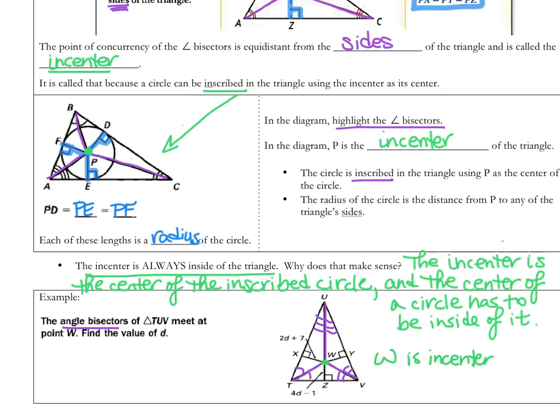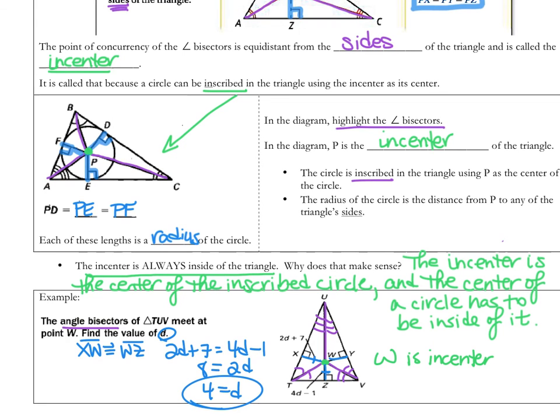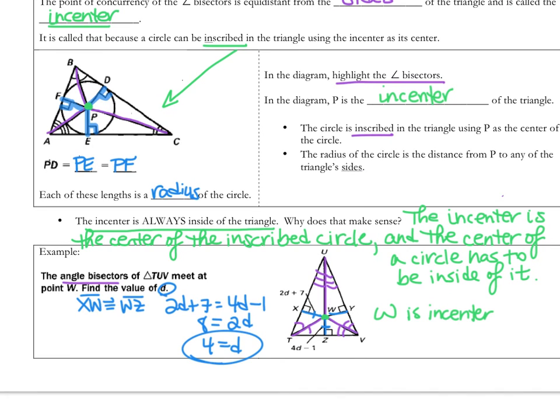Because it's the incenter, the distance to each side from the incenter is the same. So they want you to find the value of D. Well, since we know that XW and WZ are congruent, that means that 2D plus 7 would have to equal 4D minus 1, which gives you 2D equals 8, and D equals 4. It just asked you for the value of D, so then you're finished. This is the end of lesson 5.3.